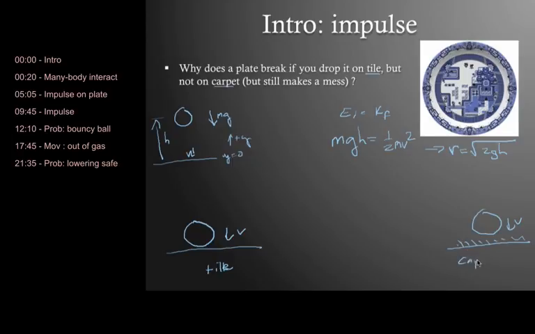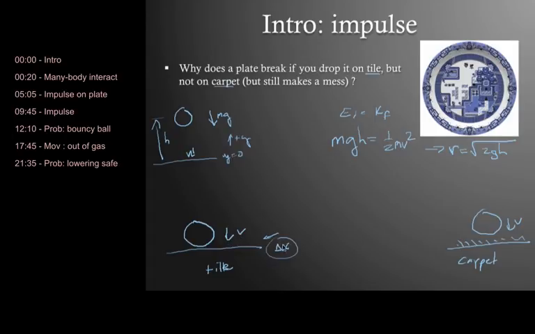So the difference between these two is going to be how the plate interacts with the tile or the carpet. For the tile, what's going to happen is this. Basically, the plate will have to deform as it's making contact with the tile, or the tile is going to have to deform. But since they're both very hard, this deformation, this delta x, so something's got to slow down this v, and it's got to go over some distance in order to slow down. It can't just stop immediately.